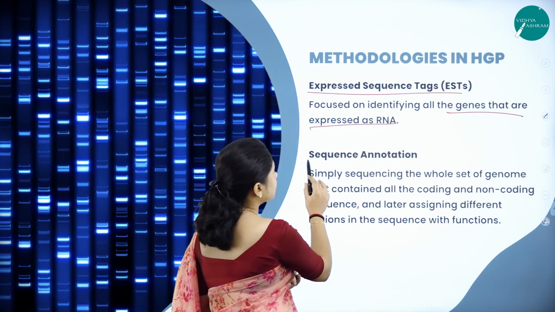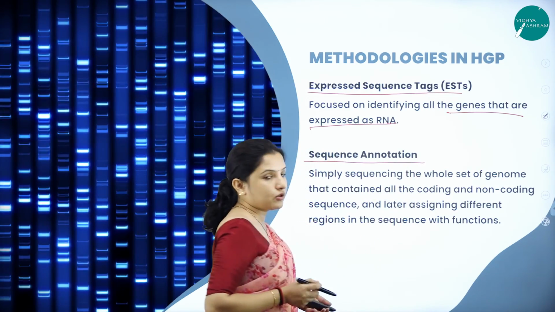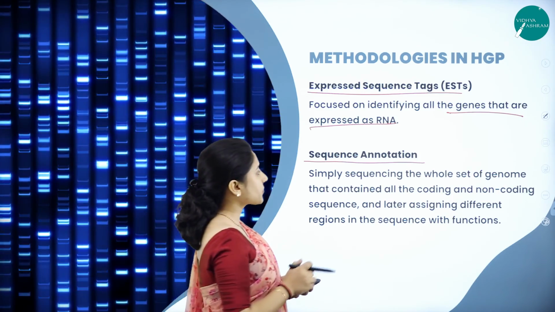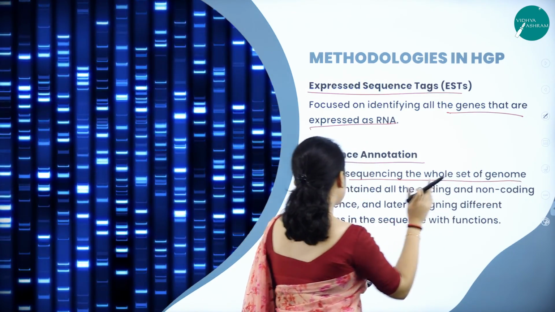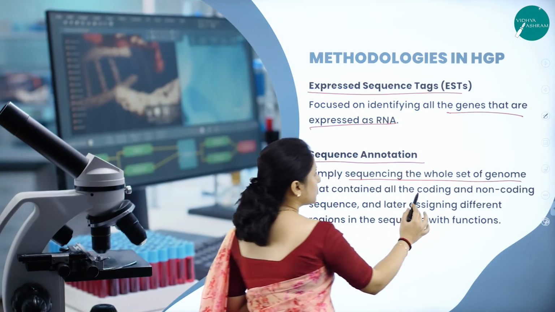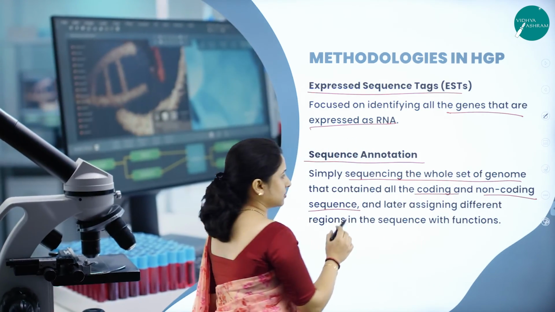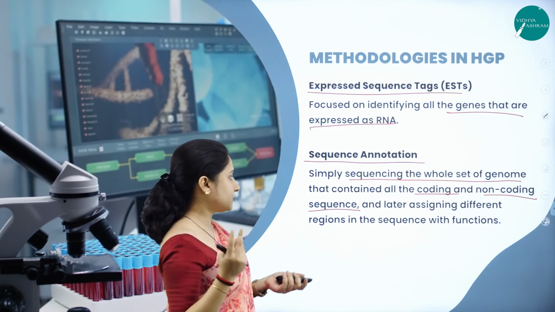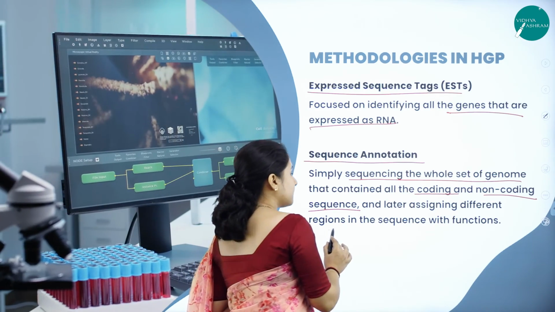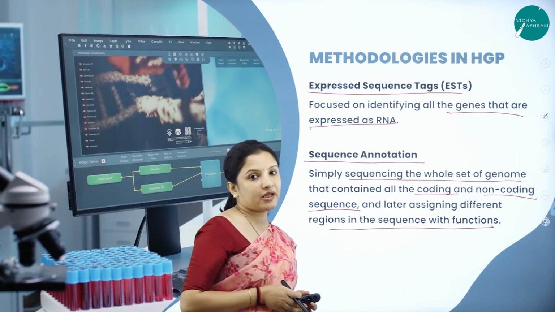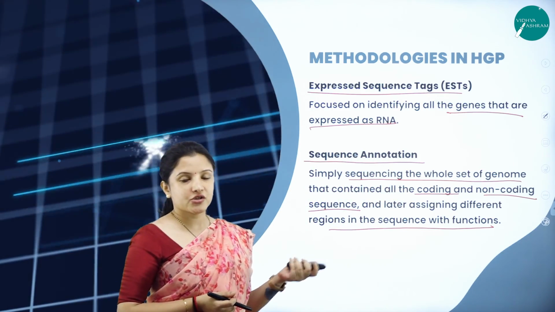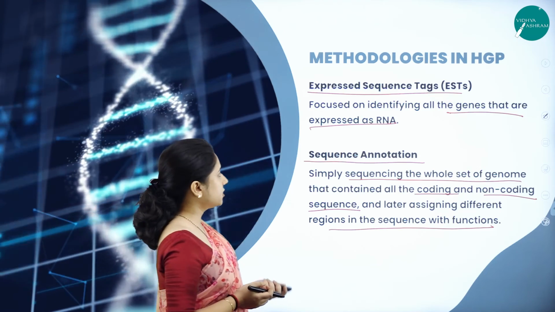And next is sequence annotation. What they do in sequence annotation is simply sequence the whole set of the DNA genome, and that DNA genome will contain both the coding and the non-coding sequences. That is, the exons and the introns, both will be there, and later they will assign the different regions, what different functions they perform, all that will be assigned. So that is about sequence annotation. Sequence annotation was one of the important tools that was used.